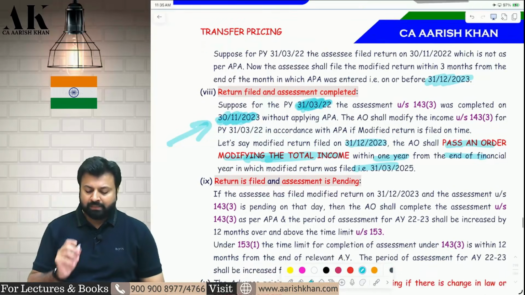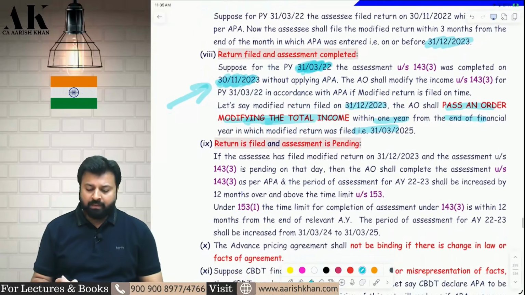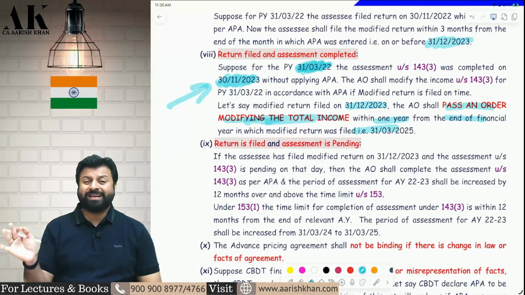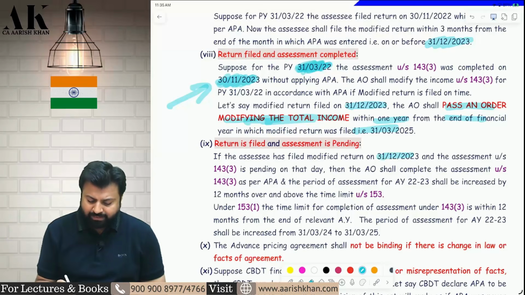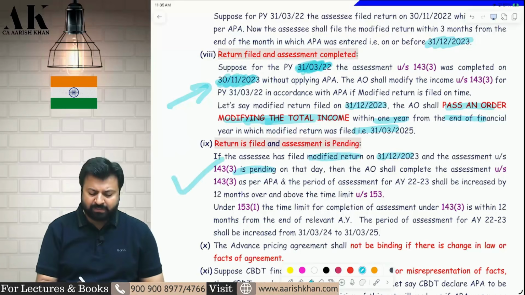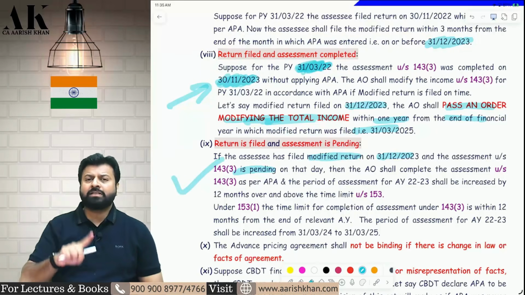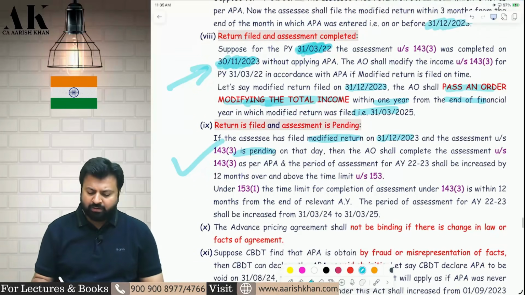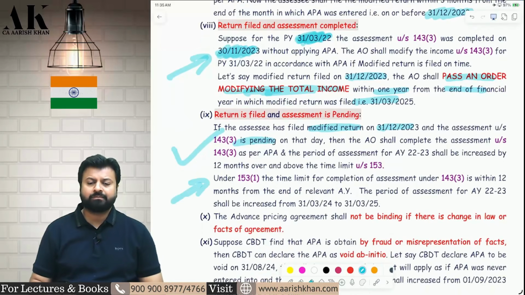Suppose third possibility. For 31st March 2022, the third possibility is what? You have to do just one thing. By 31st December 23, you have to file the modified return. Suppose on 31st December 2023, my assessment is still pending. Still, you do your job properly. You file the modified return by 31st December 23, and the AO will do the assessment as per the modified return only. He will not do the assessment as per the original return. He will do the assessment as per the modified return. And here also the AO will get an extra 1 year to complete the assessment.